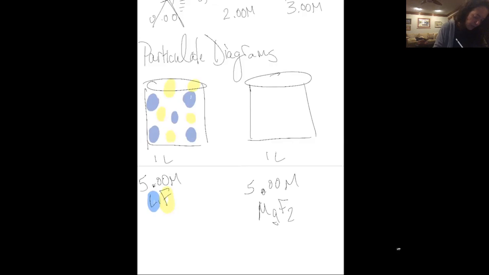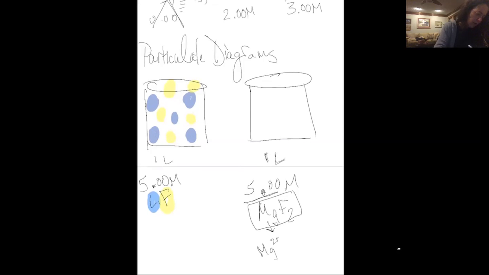Now, for my MgF2, it is 5 molar, 5 moles per 1 liter. This is 1 liter, so there's 5 moles in it. There is 1 Mg in here, right? So I need to represent those 5 moles of magnesium ions as 1, 2, 3, 4, 5. Don't worry about where I put them. Maybe they should be spread out. I'm not going to worry about it. And our fluoride here, we have 2.